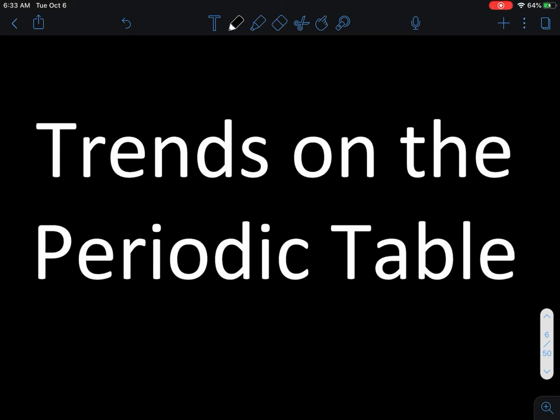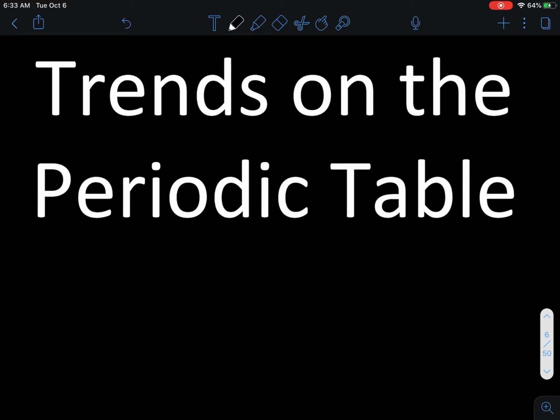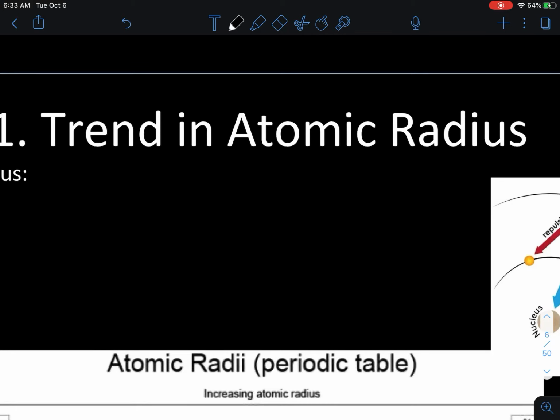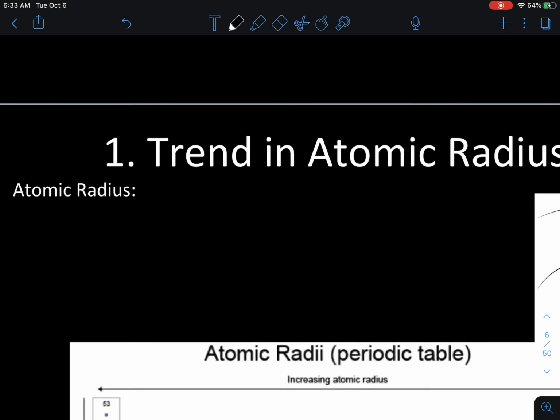All right, let's go over trends on the periodic table. So, things that we observe, things that we see, observations that you can look through on the periodic table. The first one, these are the three that we've gone over already, but the three trends on the periodic table. First is the trend in atomic radius.